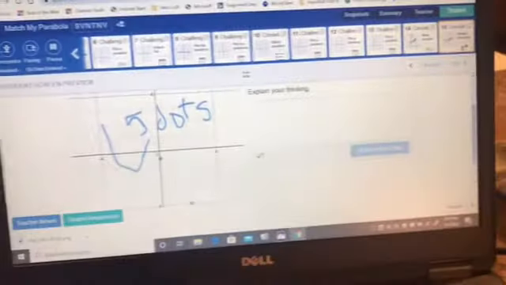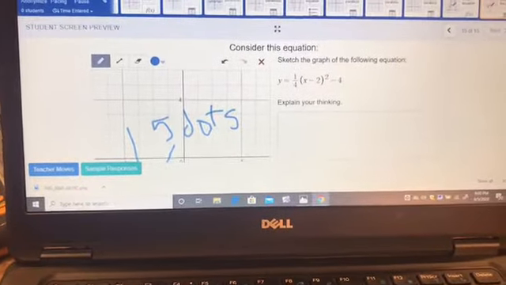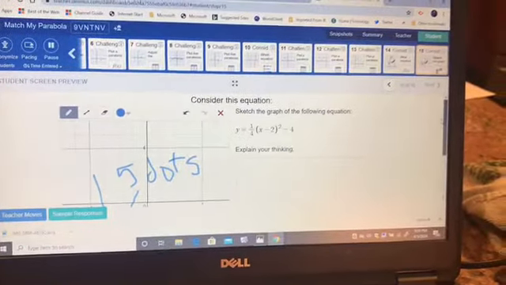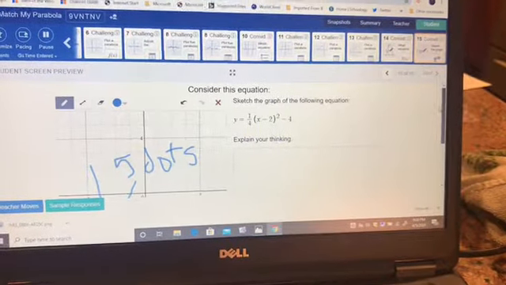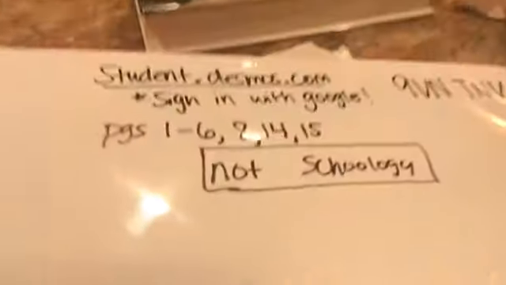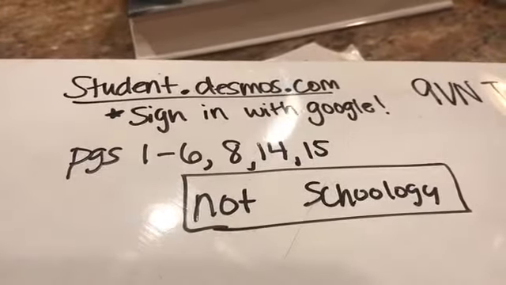And honestly, you guys could go to desmos.com, just regular graphing calculator to help you. So again, there's the equation, and I want to see 5 dots. And then when you're done, again, I'll be able to grade it from Desmos. Just make sure you do those problems. Again, it's pages 1 through 6, 8, 14, and 15.